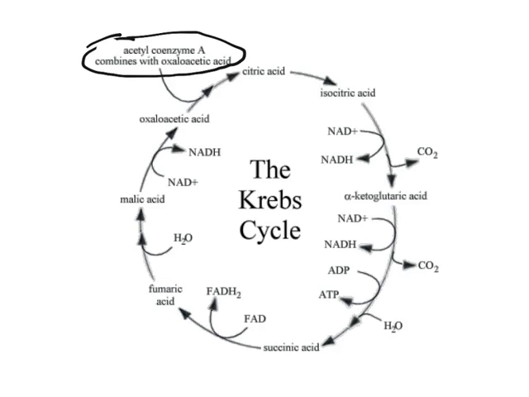And so what happens is acetyl coenzyme A combines with oxaloacetic acid to make citric acid. And so it kind of helps to know what the molecule is. And so acetyl coenzyme A is 2 carbons. Oxaloacetic acid is 4 carbons. And then you combine them to make citric acid, which is 6 carbons.